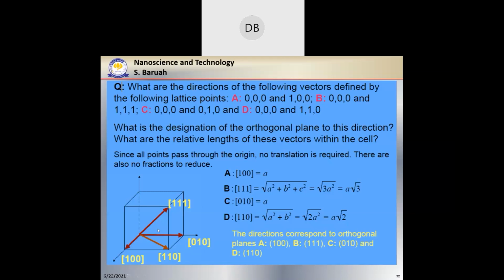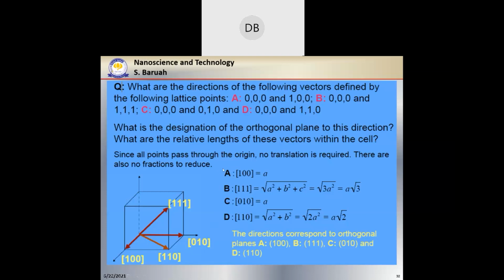Similarly, the second vector goes through 1, 1, 1. The third one goes through 0, 1, 0. And this is the fourth one going through 1, 1, 0. So we know this. This is 0, 0, 0. So how do we define this one in terms of a value?